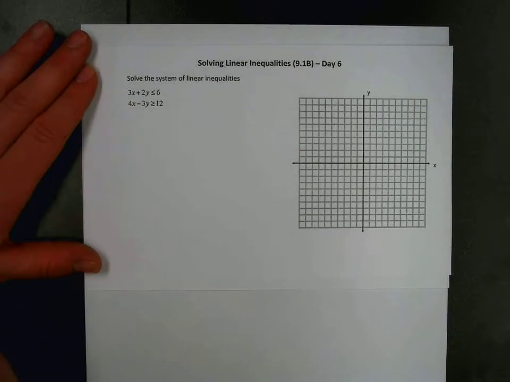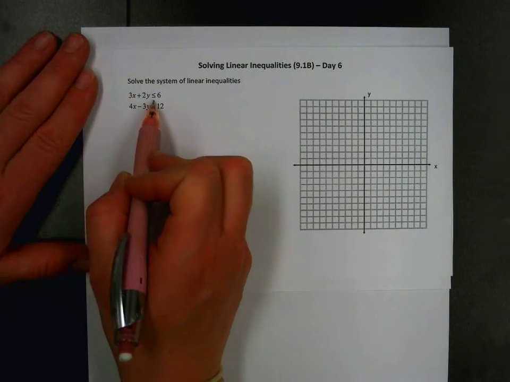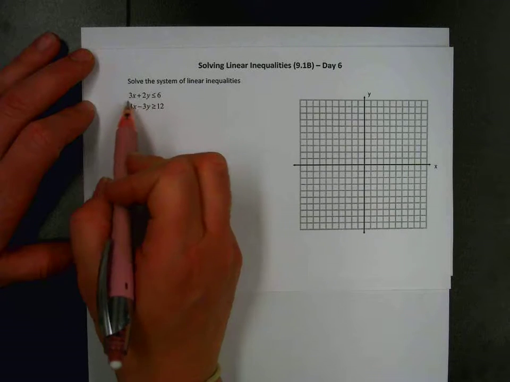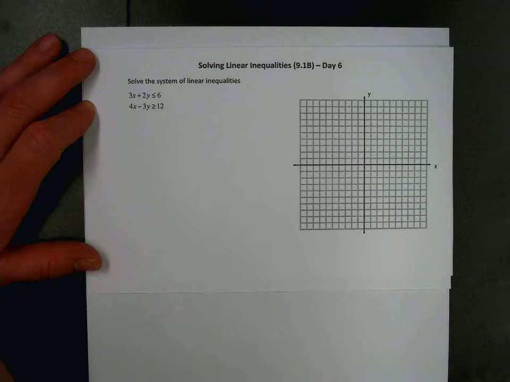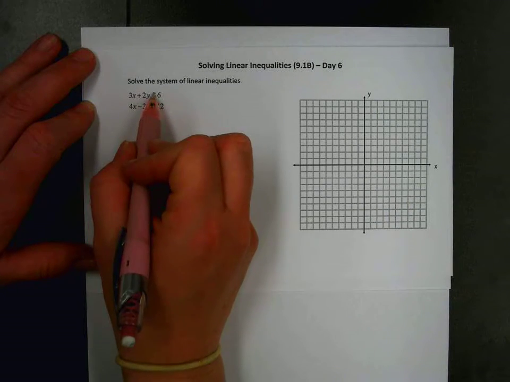Solving a system of linear inequalities. So when we're given linear inequalities, the first thing we want to do again is to solve for y. We need to graph both of these lines as a starting point. So I'm going to ignore my inequalities.